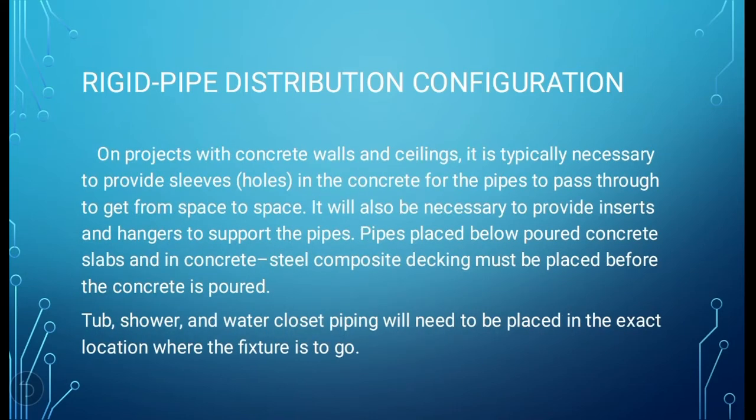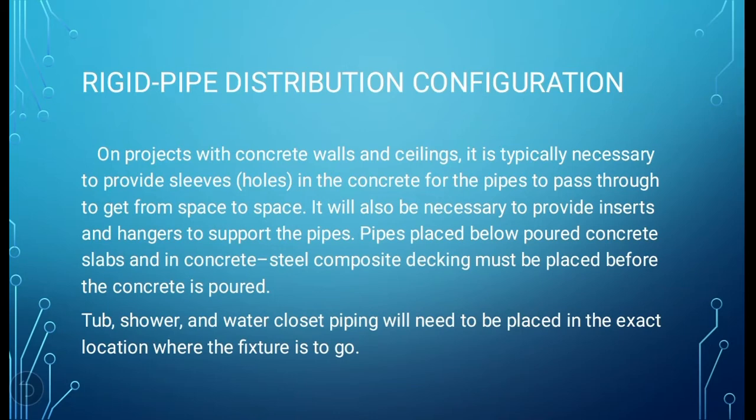On projects with concrete walls and ceilings, it is typically necessary to provide slits or holes in the concrete for the pipes to pass through to get from space to space. It will also be necessary to provide inserts and hangers to support the pipes. Pipes placed below poured concrete slabs and in concrete steel composite decking must be placed before the concrete is poured. Typically, both the water supply and drainage pipes are laid out next to each other because they go to the same areas of the project. Many times there are plans so they will come up in a partition.